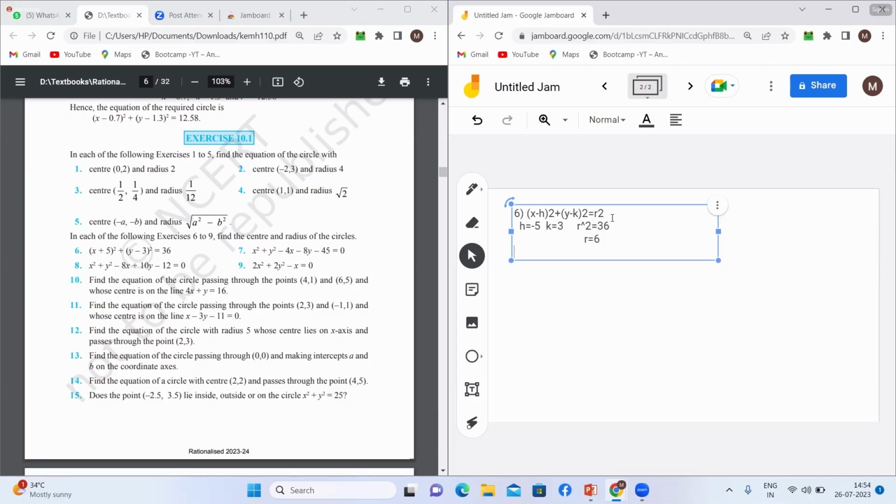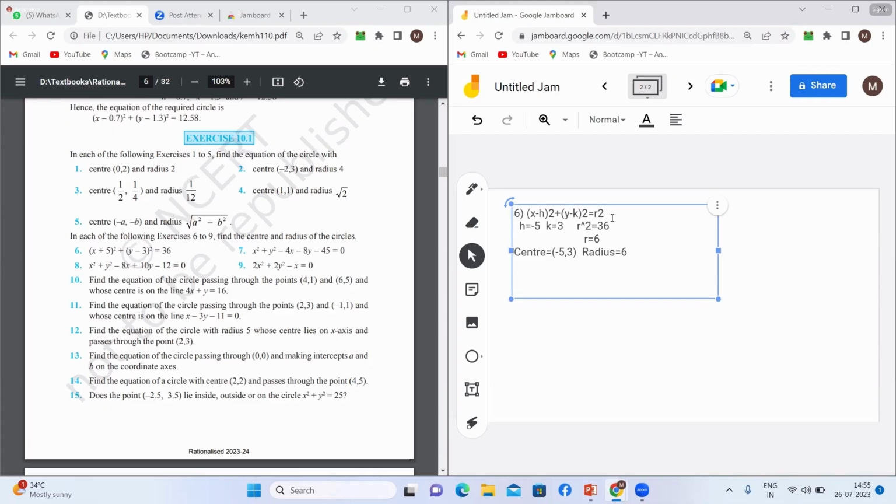So let me write it. Center is equal to h comma k. h is minus 5, k is 3. So minus 5 comma 3. This is our center. Okay. And what is the radius? Radius is equal to 6. Okay. So we have done question number 6. So let's move forward.